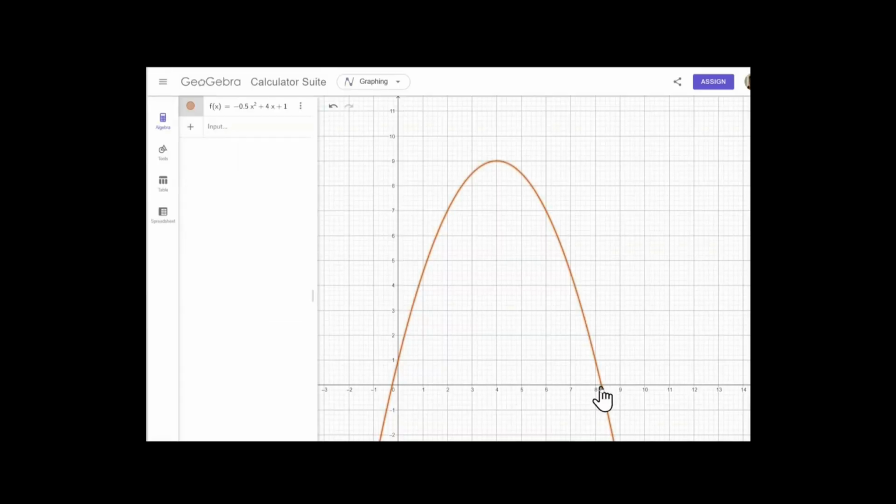So find the maximum and the time. It's when t equals 4, so 4 seconds after the throw, and the maximum height is 9 meters. Use a graph to estimate when the ball hits the ground. So we kind of did that without even realizing it. It's going to hit the ground at around 8.25, because this is 8.2, this is 8.3. So around about 8.25 seconds.